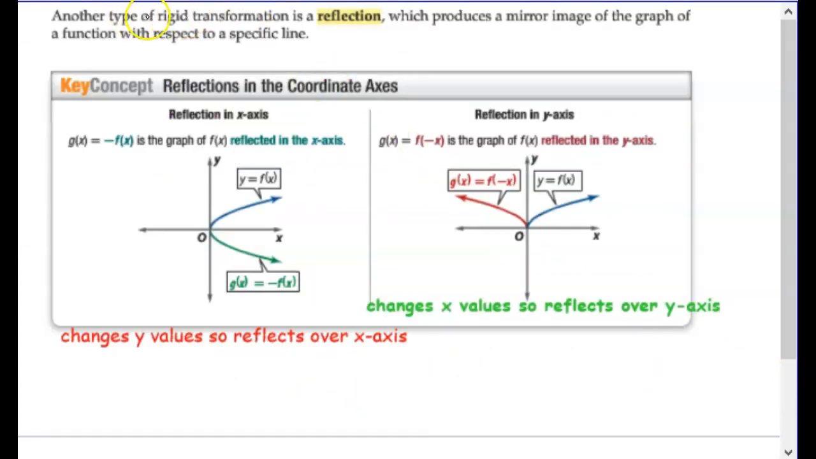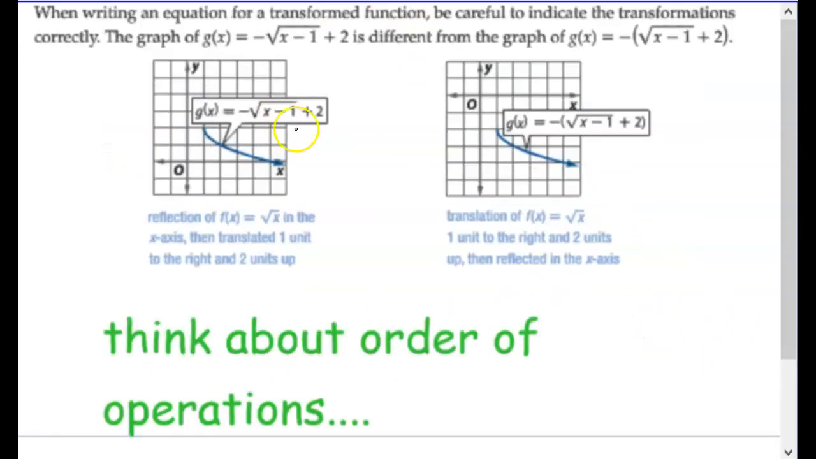All right, another type of rigid transformation, this is just a slide on the same thing, is a reflection, which produces the mirror image across a particular line. If you put the negative out front, it flips down this way. If you put the negative inside, it flips left to right, because it's changing y or x values. I pretty much talked about that already.